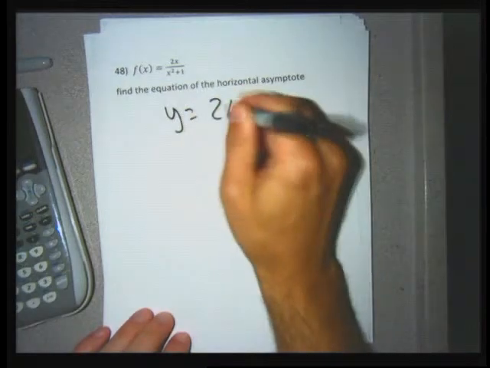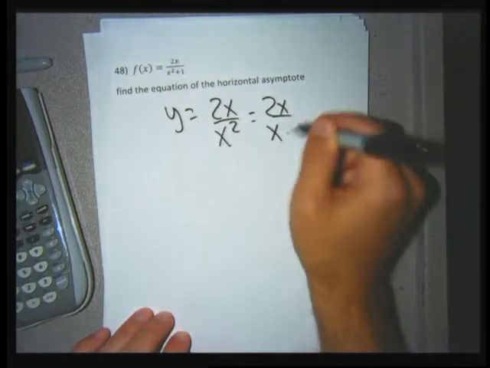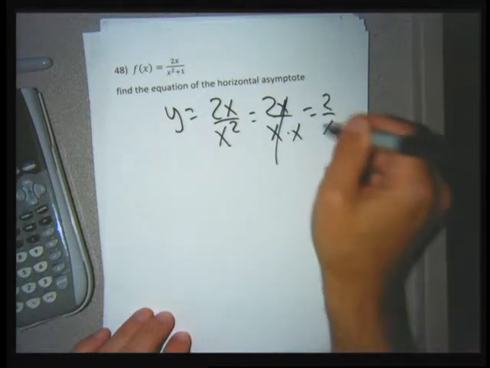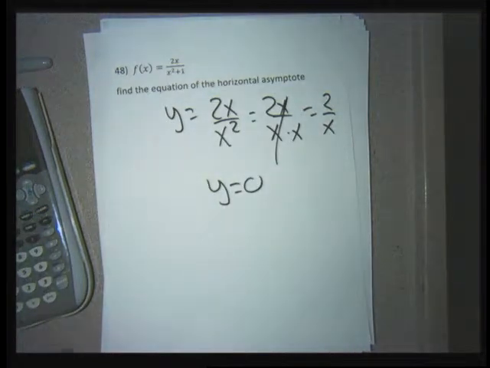Number 48, same answer. I go y equals 2x over x squared, which is 2x over x times x. Cancel out the x's. I'm left with an x in the denominator. The horizontal asymptote is going to have the equation y equal to 0.